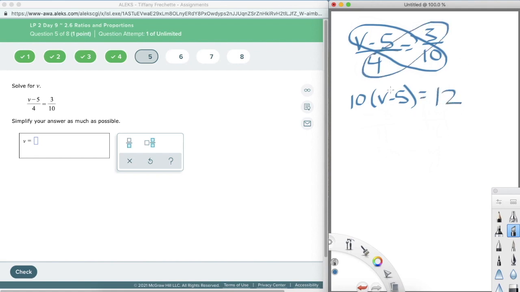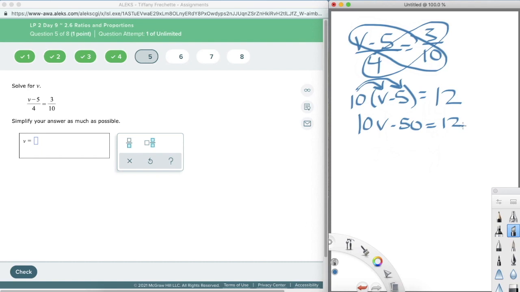So now before I can start getting v by itself, I'm going to need to distribute this 10. So it's going to be 10 times v, which is 10v. 10 times negative 5, which is negative 50. That's going to equal 12 because nothing happened to the 12 on that side. All right, now I can start to solve. We're kind of at the point where we're at a two-step equation now, or we have 2 steps left.